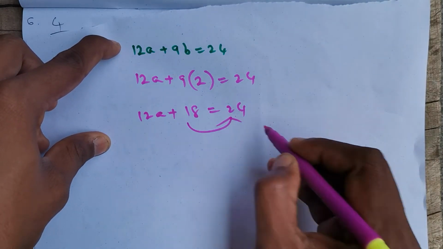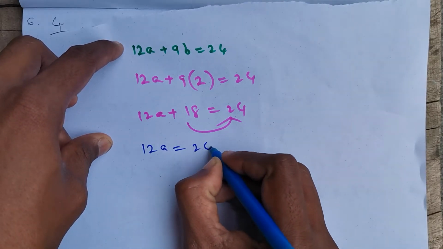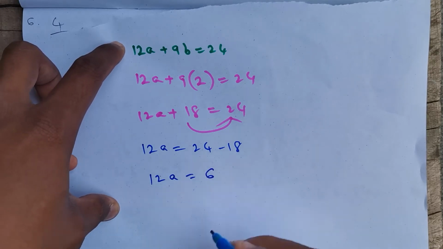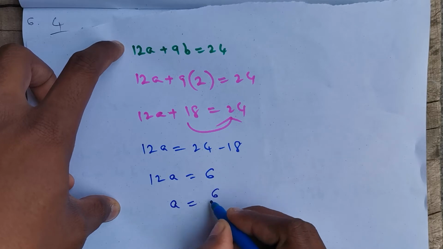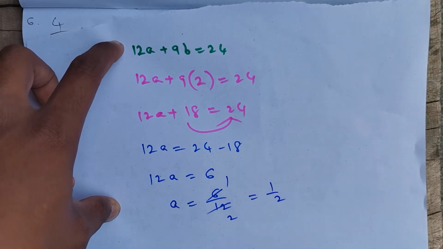I will take plus 18 to the right side, then it will become minus 18. So we get 12a is equal to 24 minus 18, which is 6. We want a value, so I will take 12 also to the right side, then a is equal to 6 by 12. 6 1s are 6, 2s are 12, so that is nothing but 1 by 2.